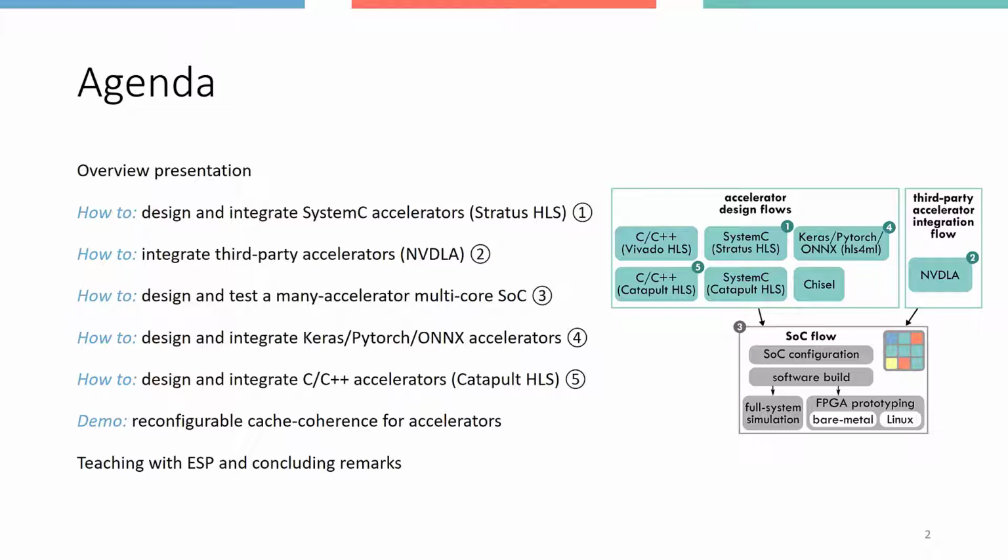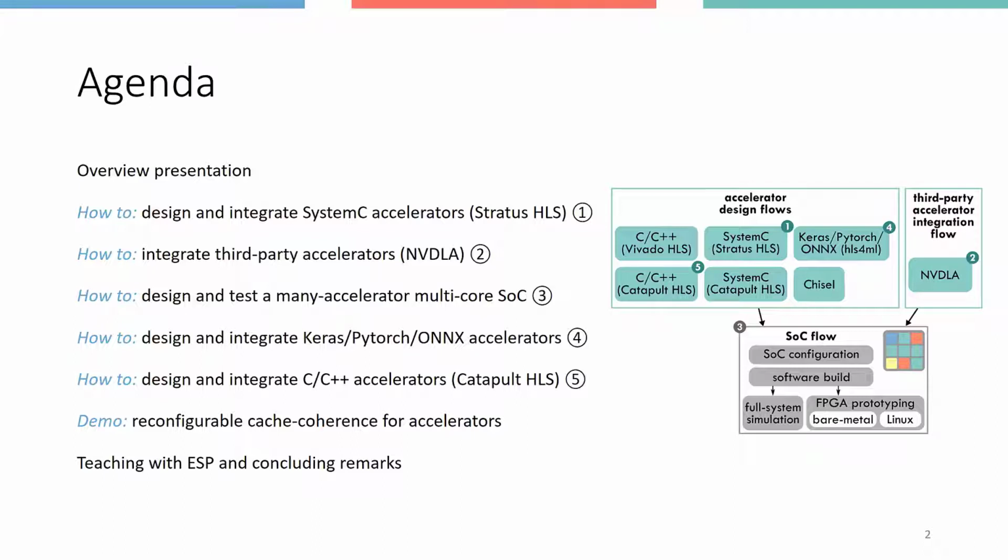And for a particular application domain of embedded machine learning, there is a design flow that allows you to design accelerators starting from common frameworks for specifying neural networks like Keras, PyTorch, or ONNX. 2 other important parts of the tutorial are about the integration of accelerators inside a system-on-chip architecture organized according to the ESP architecture, and we will tell you more about that in a second, as well as integrating accelerators that are already pre-designed and developed and are available as open source hardware from third parties.